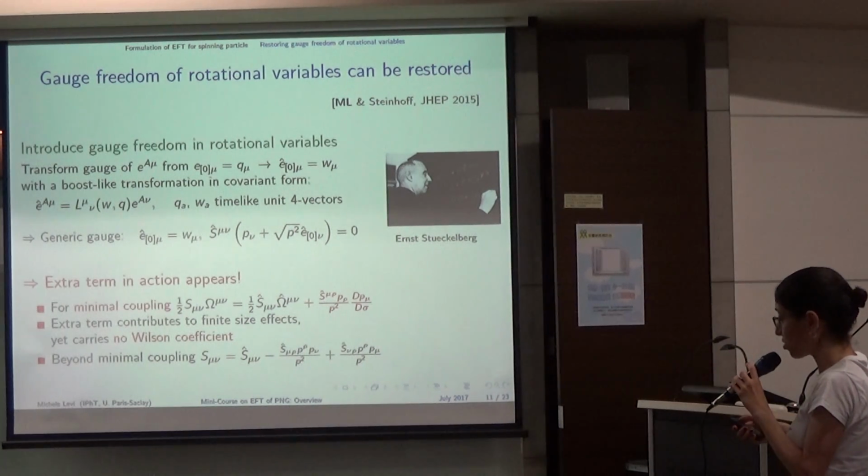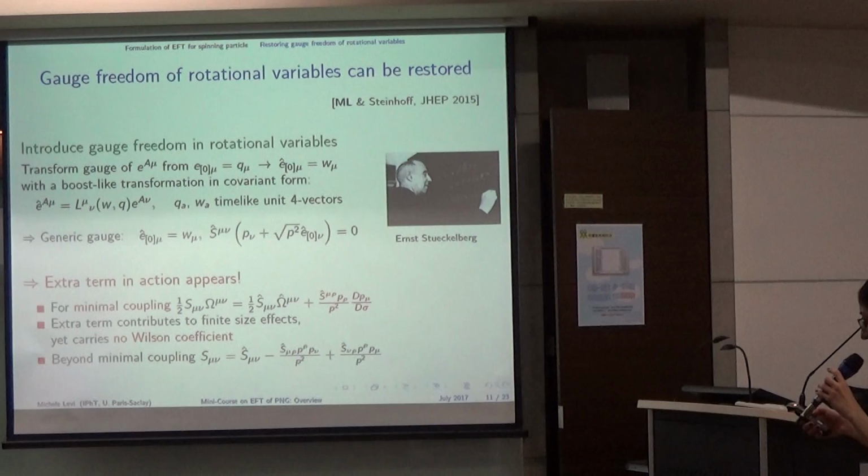When we do this exercise, a simple exercise that we put in our paper, we get the following result: an extra term in the action appears. From this term, we get something new in this form, with new spin variables, and another extra term in the action appears, this term. Both of them originate from minimal coupling.